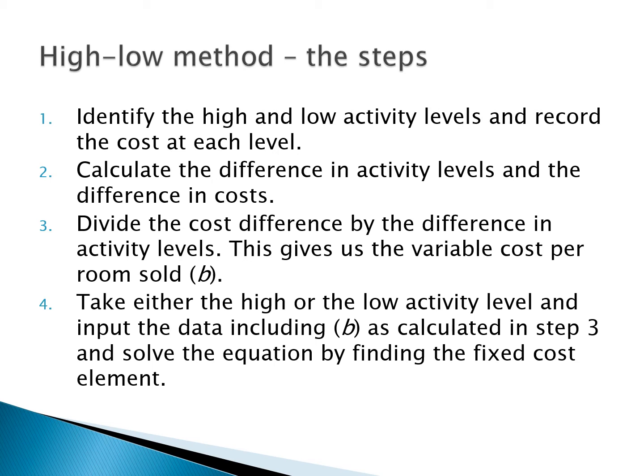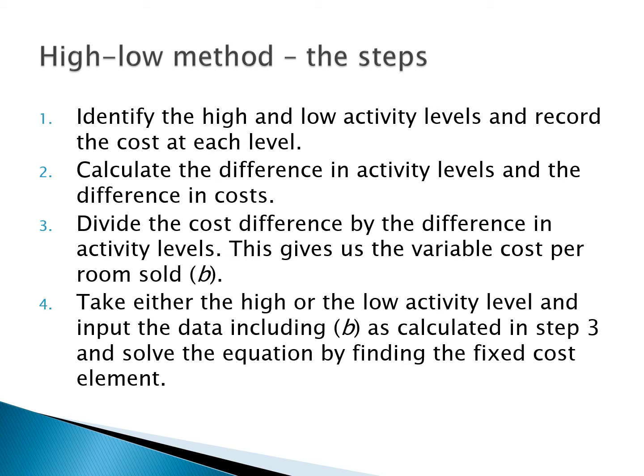And then looking at the costs for the same points, work out the difference between the high level and the low level. So once you've got these two figures, the differences between the costs and the difference between the activity levels, divide the difference in the cost by the difference in the activity levels. And this actually gives us the variable cost, which is the first thing that we were trying to establish. And this is B in our cost function.